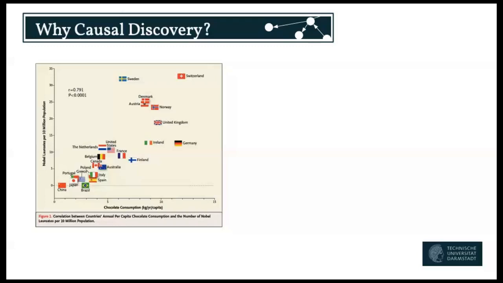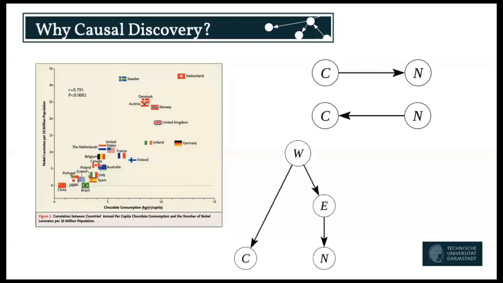Now I have three candidate graphs for you, and you should tell me which one you think is at least somewhat correct. So who of you thinks that chocolate causes Nobel Prize winners to rise? I hope no one.